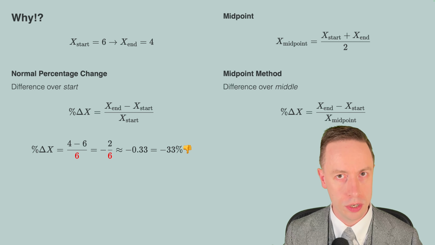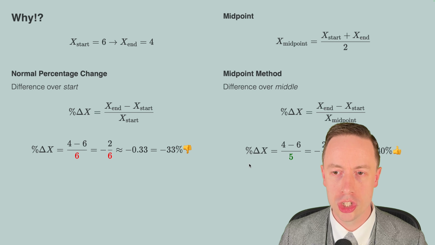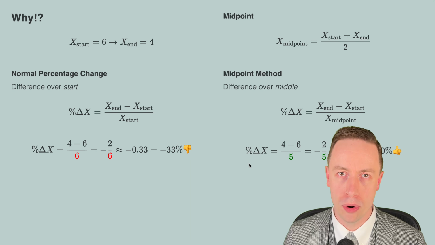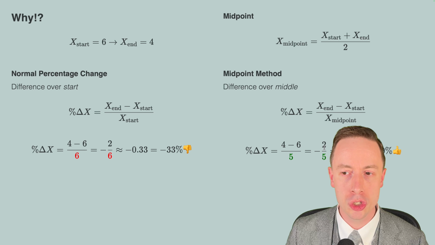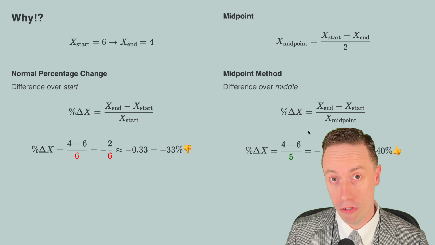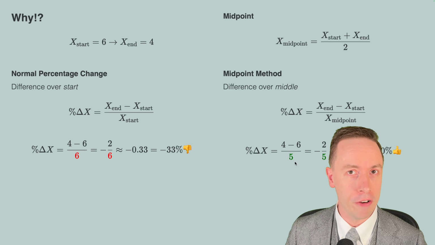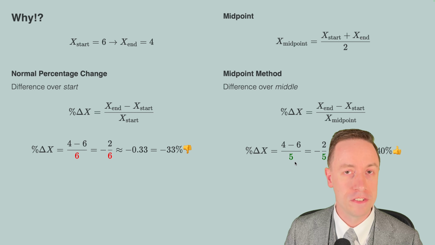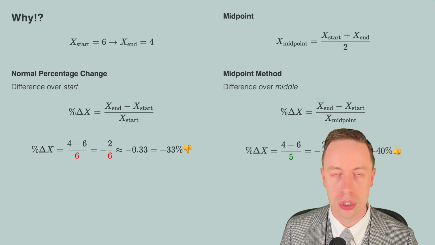So to the rescue, the midpoint method. The midpoint method uses difference over middle. So once again, let's check it out. For the midpoint method, we're of course also doing 4 minus 6. It's still a minus 2 change in the quantity, but we're dividing by the middle of our two numbers. Middle between 6 and 4, still 5. The middle of two numbers doesn't change with the direction you're going in.